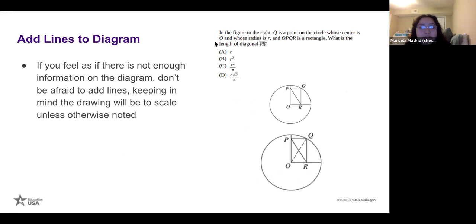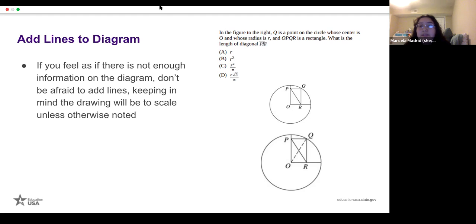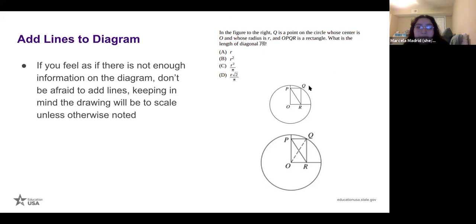So here on the question to the right, we have a nice geometry question with a circle and a rectangle inscribed in the circle. It says on the figure to the right, Q is a point on the circle whose center is O and whose radius is R, and OPQR is a rectangle. What is the length of the diagonal PR? And you're not really given much information aside from that.